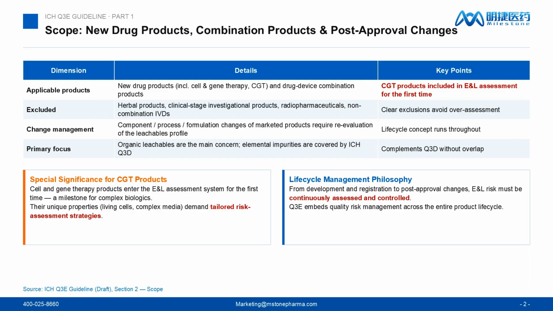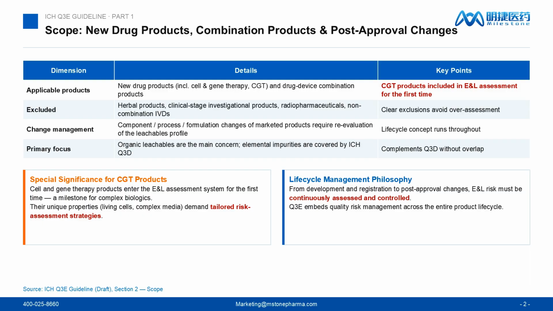Equally important is what is excluded: herbal products, clinical stage investigational products, radiopharmaceuticals, and standalone IVDs. Why exclude clinical stage products? Because risk assessment must be proportionate. Early phase products have limited exposure, and over-testing would slow down development without protecting patients.